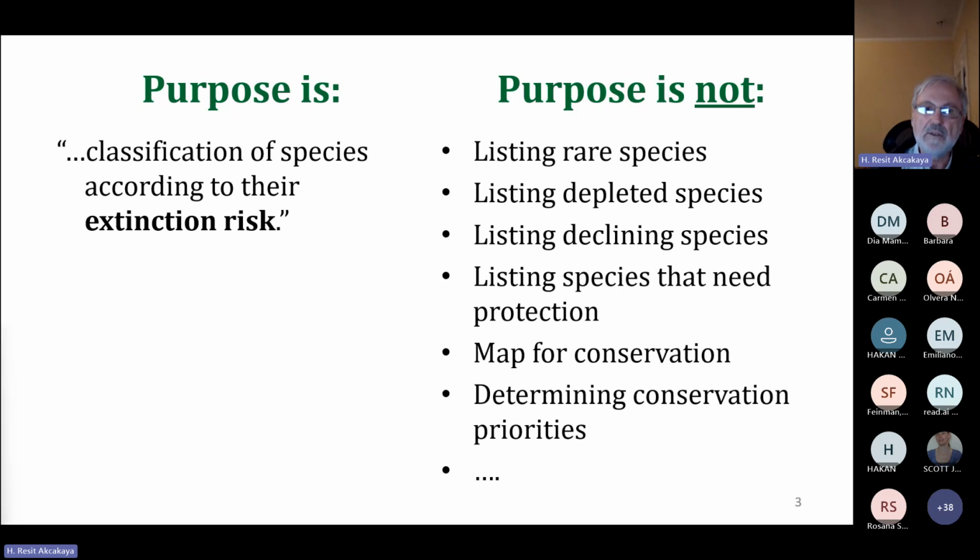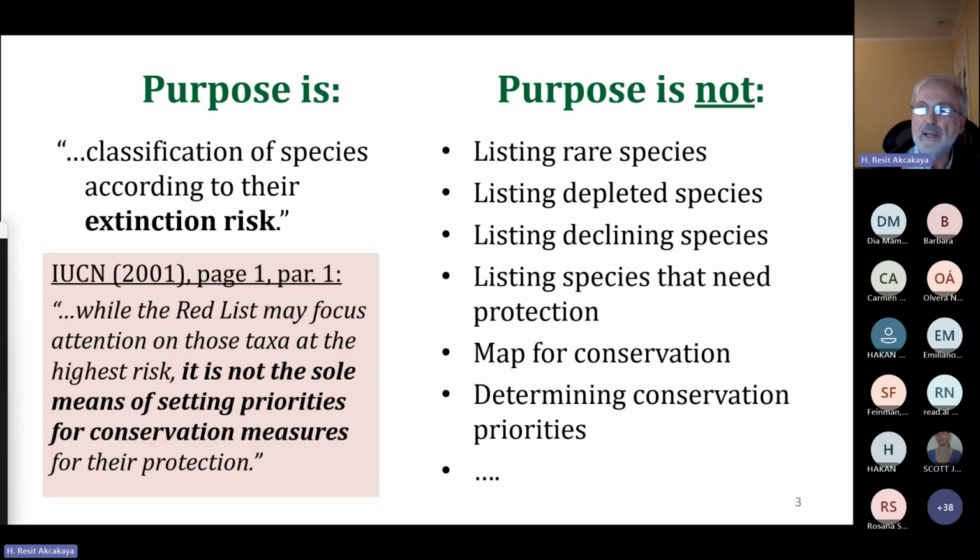The purpose is not to list rare species or depleted species or declining species, species that need protection, to map for conservation, to determine conservation priorities, and anything else. Now, of course, the red list is used to determine conservation priorities, but as the red list categories and criteria state on its first page, it's not the sole means of setting conservation priorities.